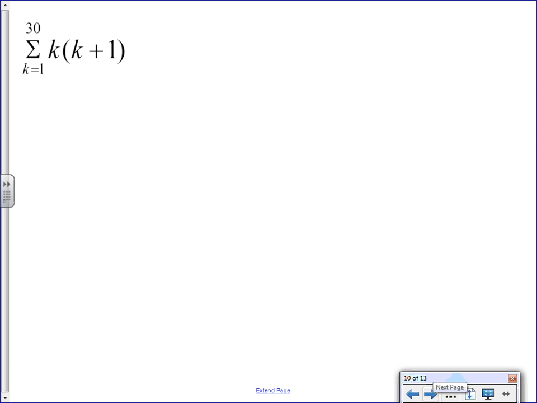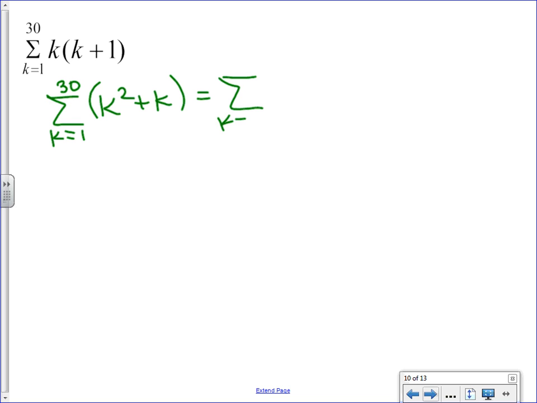Now what happens when I give you this? We can't do a shortcut. You distribute it. Can this be rewritten as k squared plus k? And then you break it up. Which means, using our properties, we can break it up into the sum of k squared plus the sum of k. Okay? Awesome.